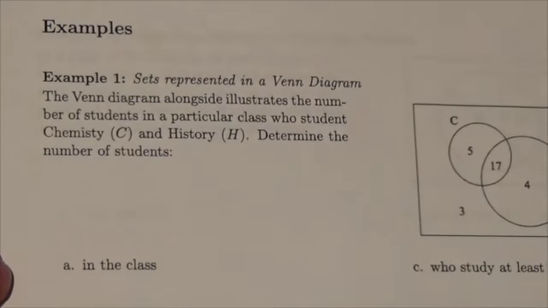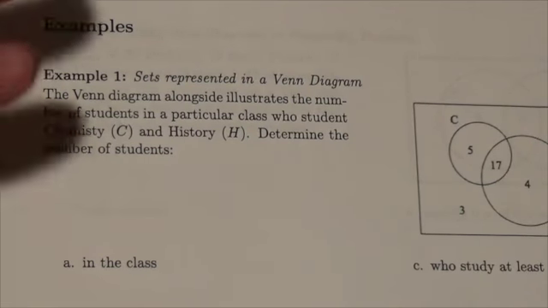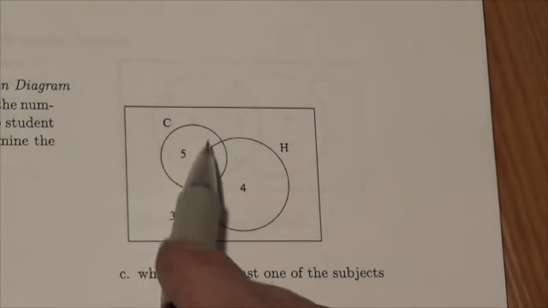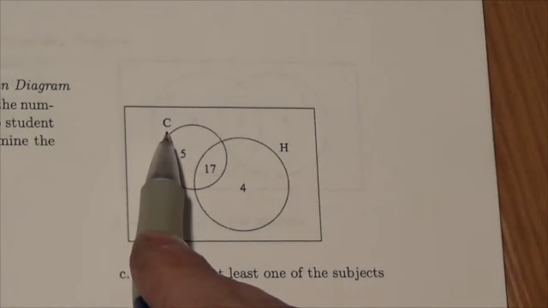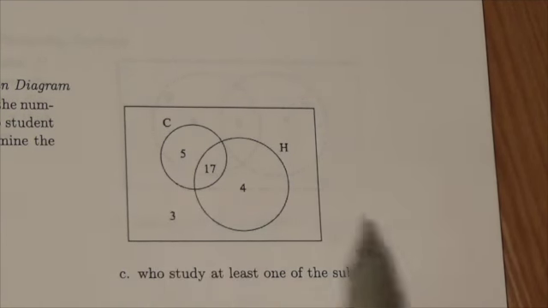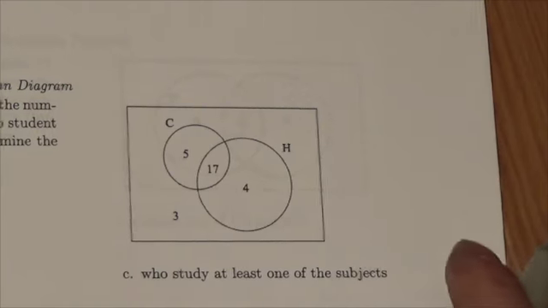The Venn diagram alongside illustrates the number of students in a particular class who study chemistry and history. Determine the number of students who... let's take first of all a quick look at the class. This circle here represents the chemistry group, this represents the people in history. Now you'll notice that this is disproportionate, but it doesn't matter. Don't worry about the size of the circles. And then you've got 3 out here who don't participate in either one of those.